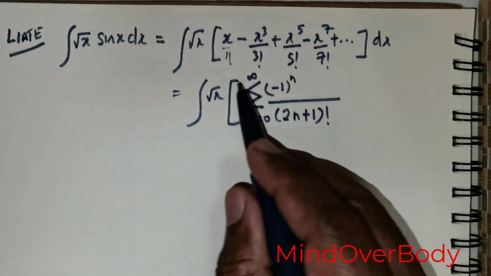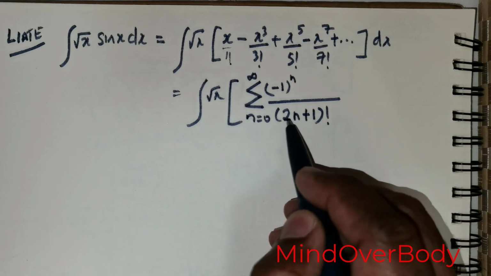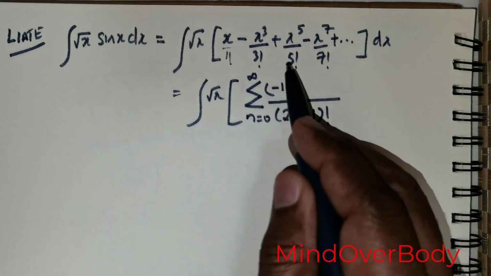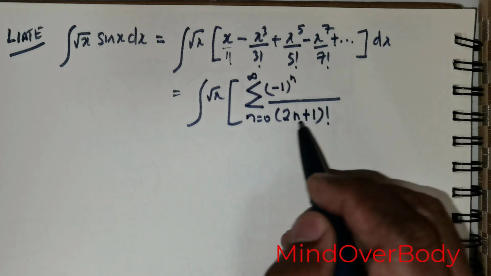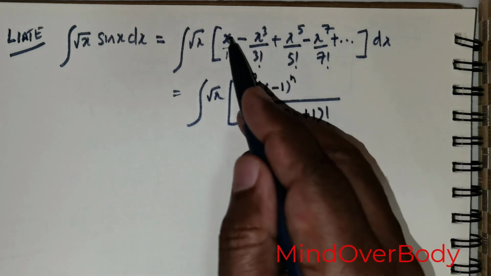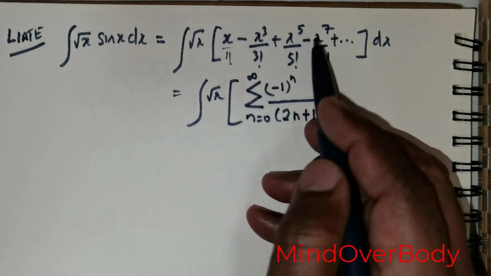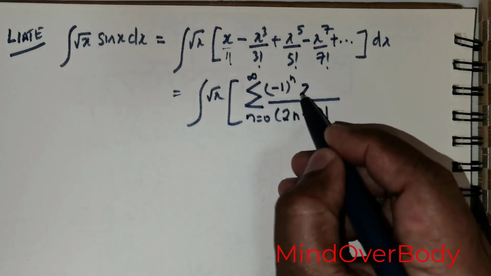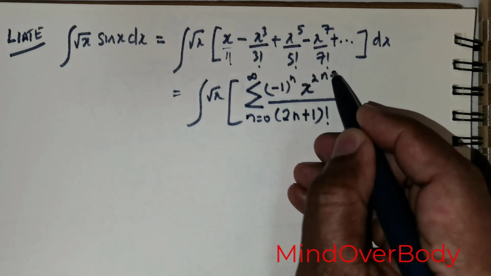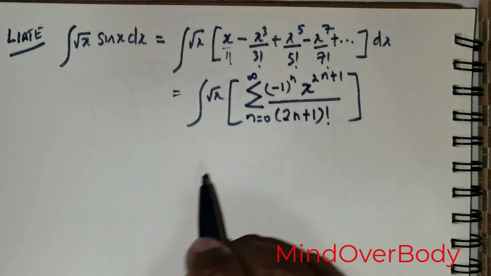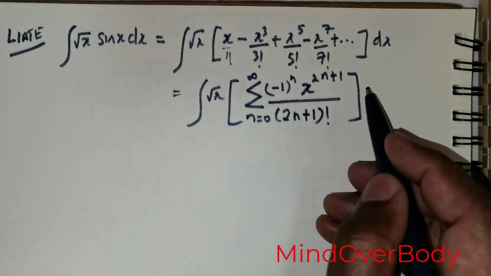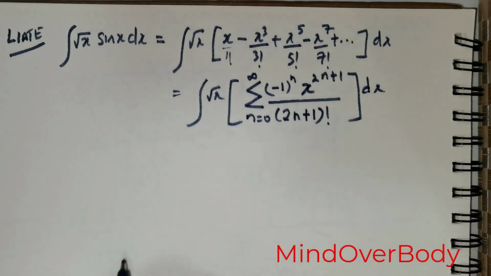When n is equal to 0, I get 1. When n is equal to 1, I would get 3. When n is equal to 2, I will get 5. N is equal to 3, I'll get 7. And it goes on. Now this is going to be 1, 3, 5, 7. So I need to generate the same thing. So that's going to be x raised to the power 2n plus 1. And that is it. So this is the series and we got dx there.